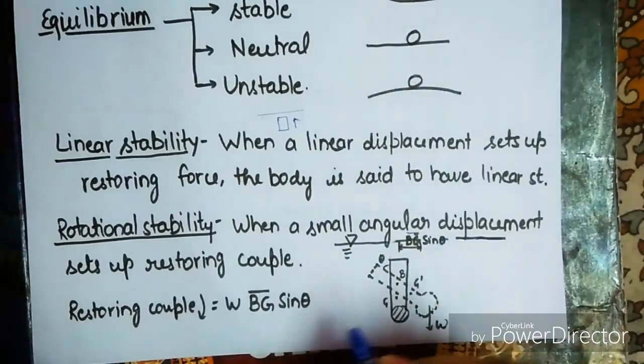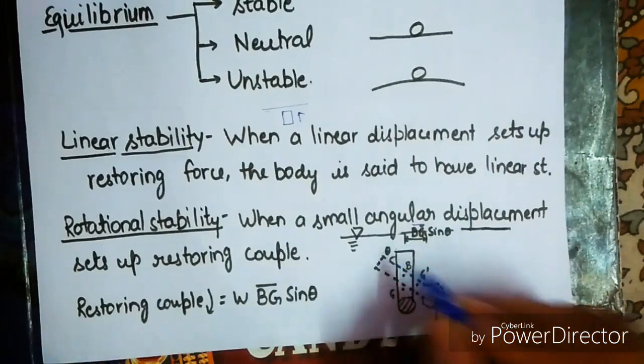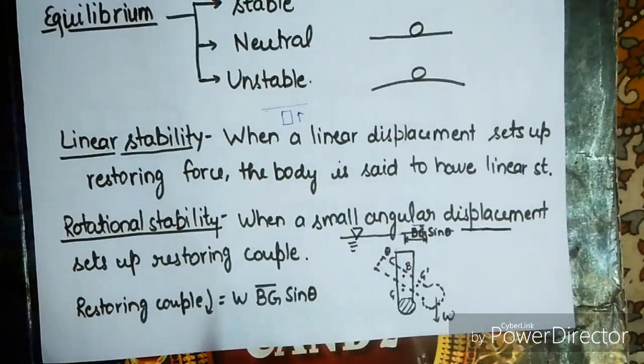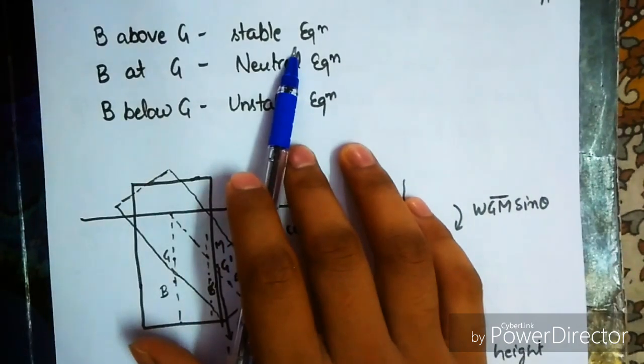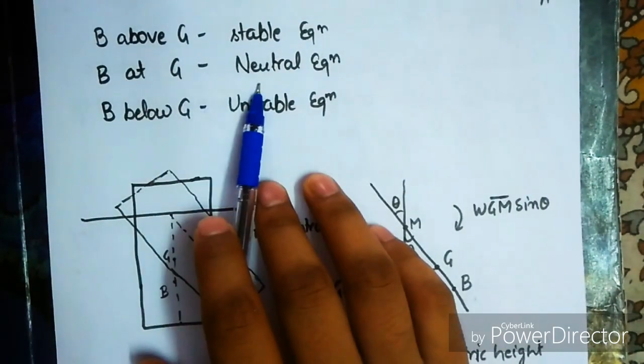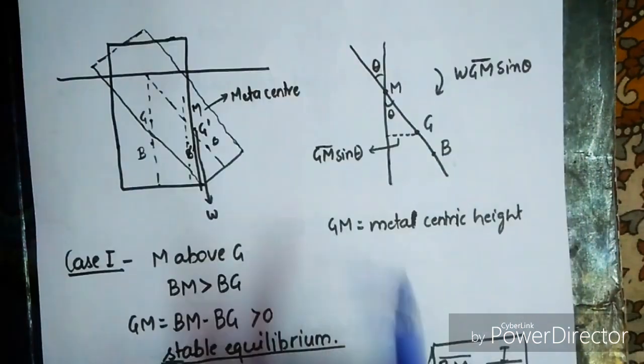B is the center of buoyancy, G is the center of gravity, theta is the angle of rotation, and W is the weight of this body. Now if B is above G, then stable equilibrium. If B is at G, neutral equilibrium, and if B is below G, unstable equilibrium. We can see it here like this.